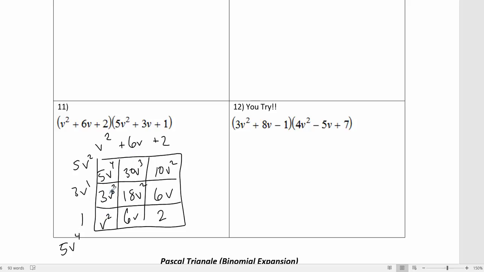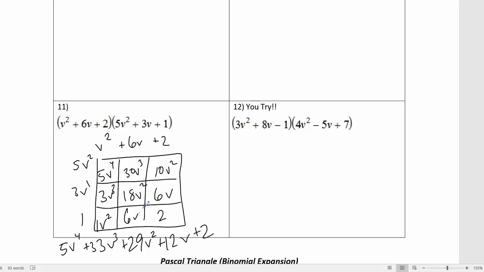Now diagonals. 3 plus 30 is 33 v to the 3. And then 10 plus 18 is 28. Plus the 1 there, that's 29. Remember, there's always a 1 in front of a variable that has no number there. So that's a v squared there. Then 6v plus 6v is 12v. Plus 2.